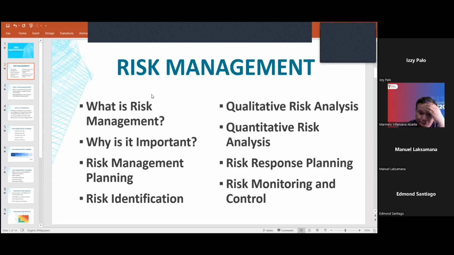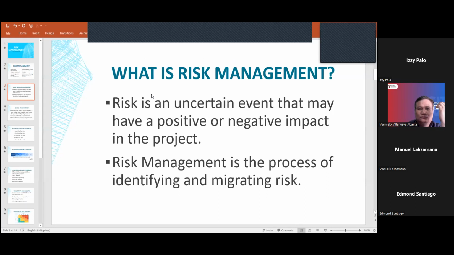So let's proceed. Since Doc Marmelo introduced risk management, let me repeat it and then give some insights from my own perspective. Risk is an uncertain event that may have a positive or negative impact on the project or on the software. And risk management is the process of identifying and mitigating risk.